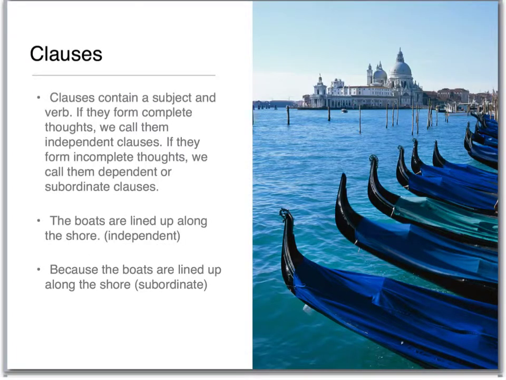Clauses, on the other hand, do contain a subject and a verb, and if they form a complete thought, we call them an independent clause or a simple sentence. However, if we start that clause with a subordinating conjunction like because, then our clause is not independent. It needs more information to make sense, and we call it dependent or subordinate.